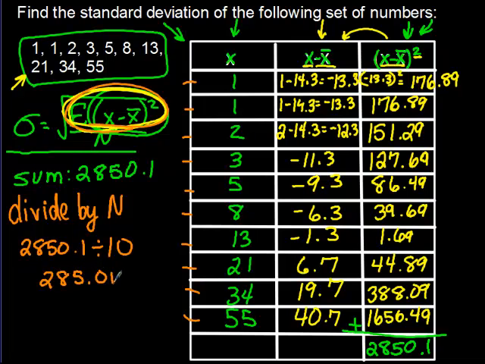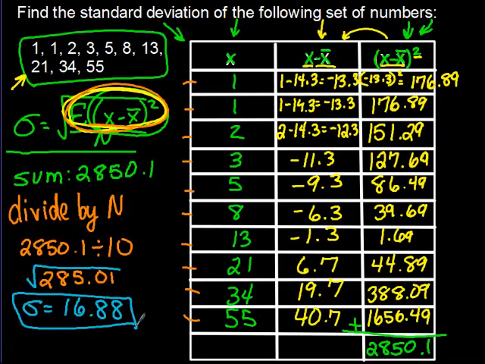When we divide this by 10, we get an answer of 285.01. The last thing we have to do to completely solve this problem is to take the square root of 285.01, and that gives us our standard deviation of 16.88. So for this set of numbers, we have a standard deviation of 16.88. The standard deviation pretty much allows us to see how varied the numbers are according to the mean.